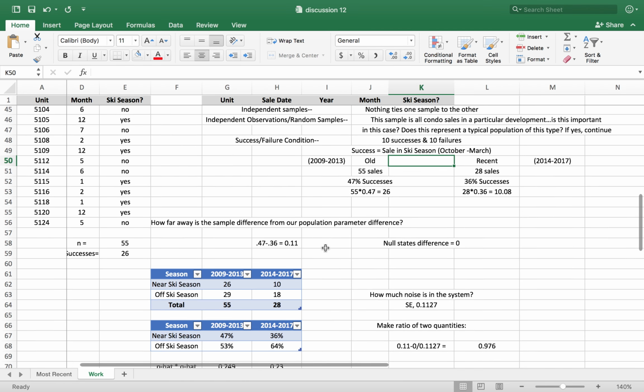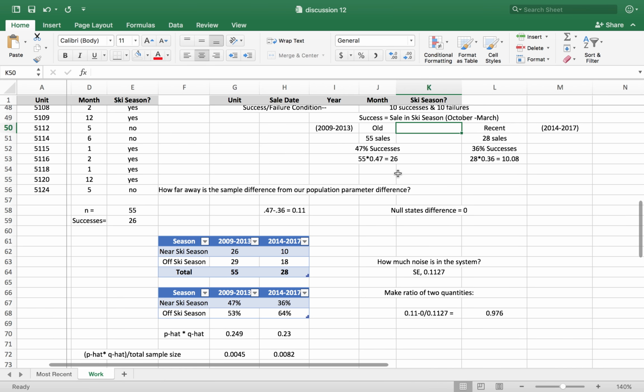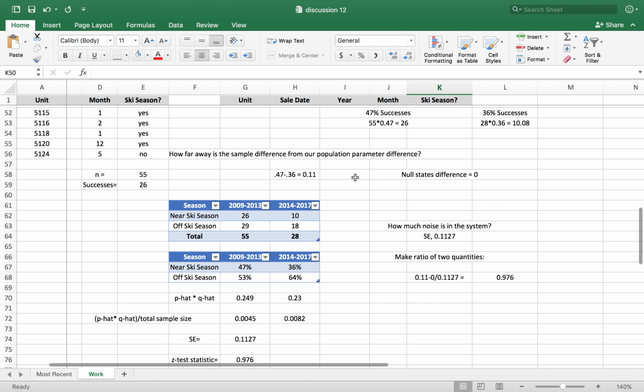If we look at that, 55 was the total old sales, times 0.47 is 26, so that means we have more than 10 successes and more than 10 failures. And 28 times 0.36, because that was the percentage of successes, is 10.08. So we had at least 10 successes and, of course, more than 10 failures.